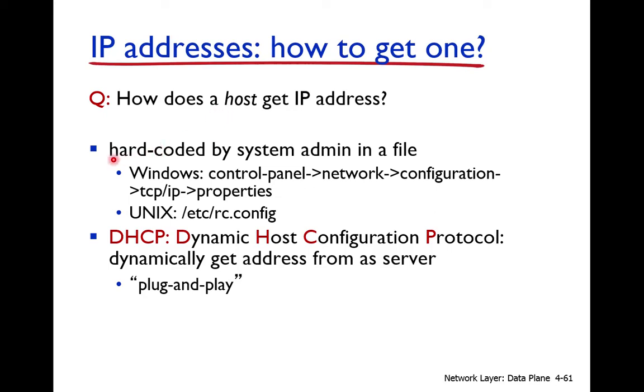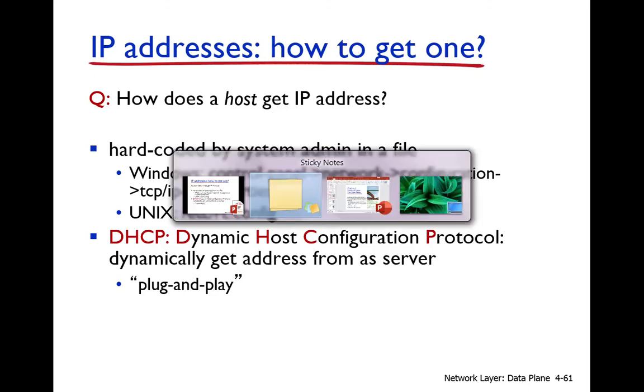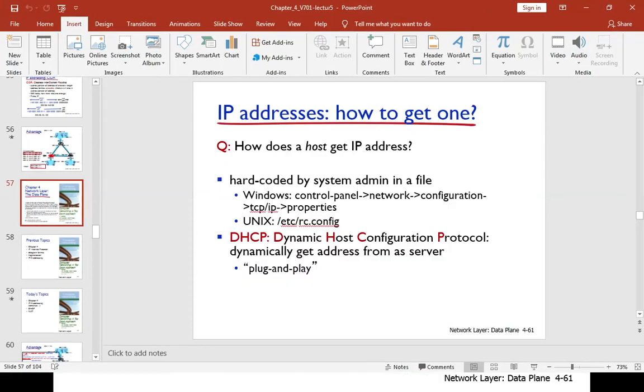So basically, to assign an IP address to a host, we have two types of approaches. One is called hard-coded, or it is also called manual. It is done by the system administrator. Okay, so how is it done? I have Windows, so I would like to show you on my computer system.